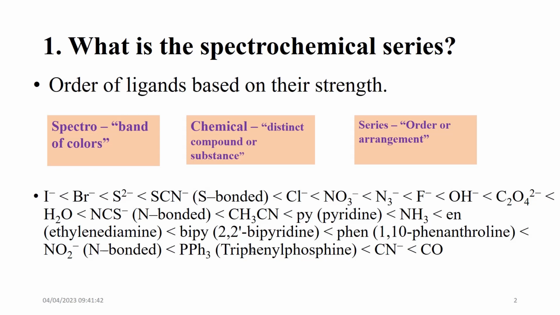First of all, the word spectrum means the band of colors, and chemical just means the species, a distinct compound or substance. Also, we have series. When you ask about series, you should understand the arrangement or order of those compounds. And this is the spectrochemical series, which is arranged in the order of increasing strength in causing splitting of the d orbitals. We are going to discuss it when we discuss crystal field theory.